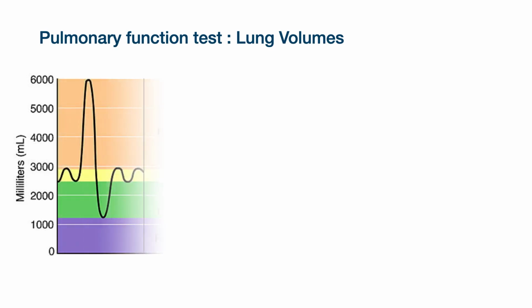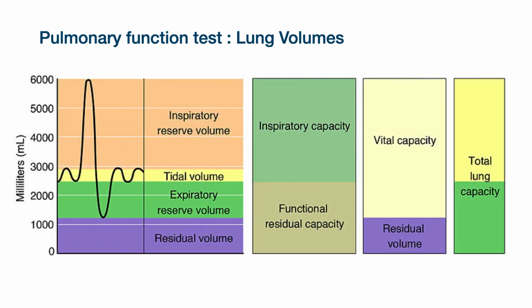This is a diagram that demonstrates the lung volumes which are measured by a spirometry or pulmonary function test. Tidal volume is the volume that enters and leaves with each breath, from a normal quiet inspiration to a normal quiet expiration. Normal values are 500 mL in males and 350 mL in females.